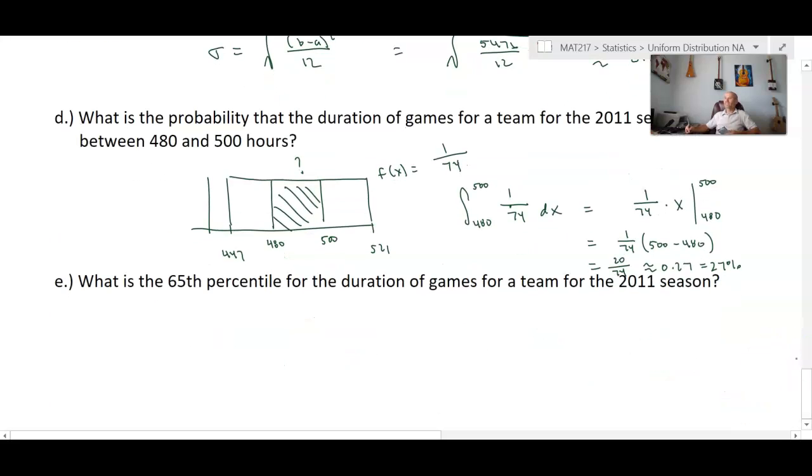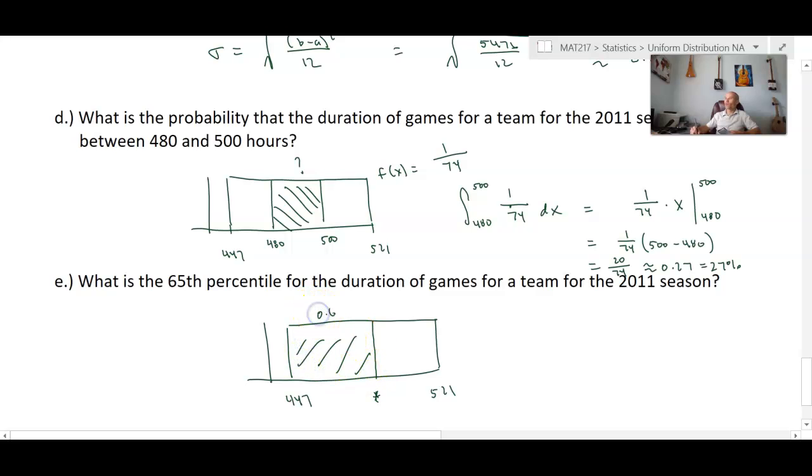Okay, what is the 65th percentile for the duration of games for a team for the 2011 season? So the 65th percentile is that same idea of asking, well, 65% of games are lower than what time? So here we have 447, we have 521, and I wonder if we can do this without calculus. Let's see. The 65th percentile is going to be a little bit greater than half here. It's going to be some value x. We'll call it t again. And we want this area to be 0.65.